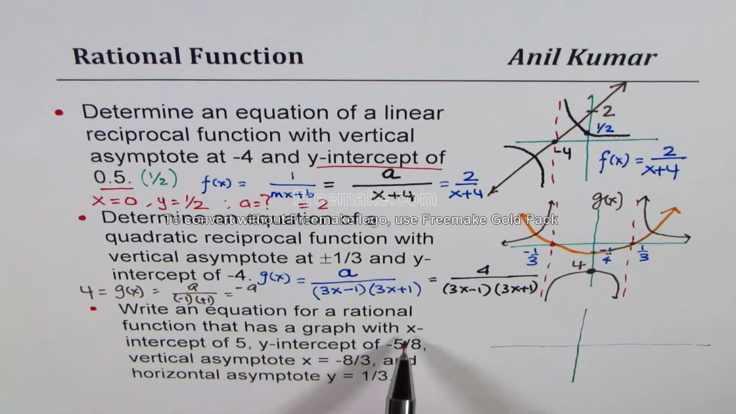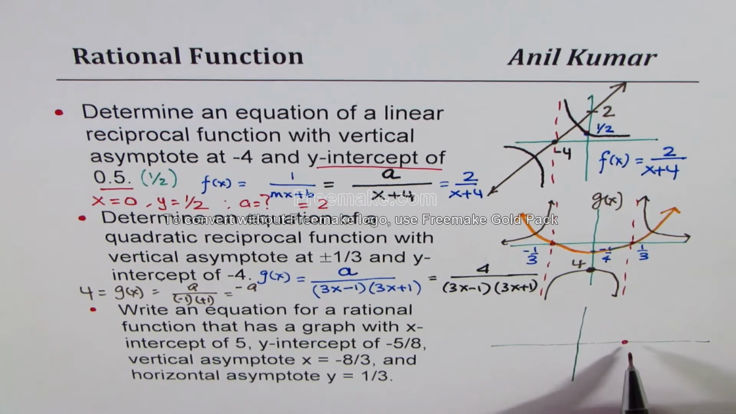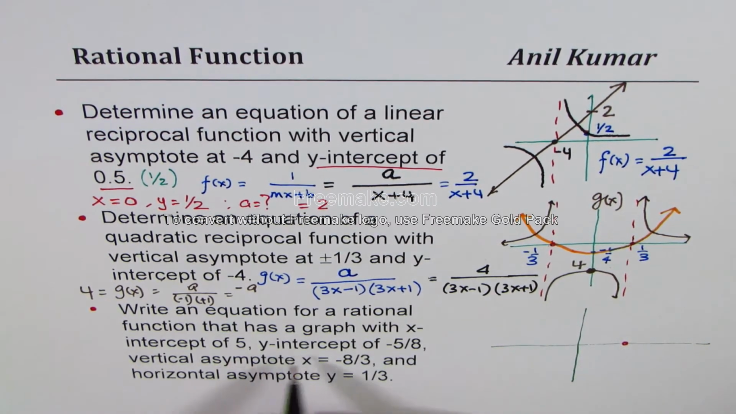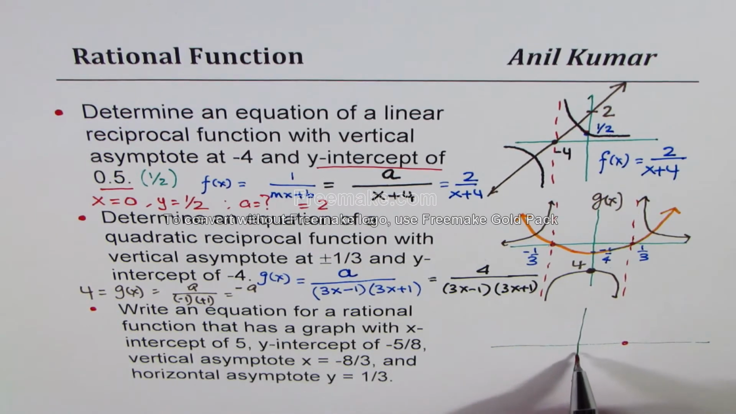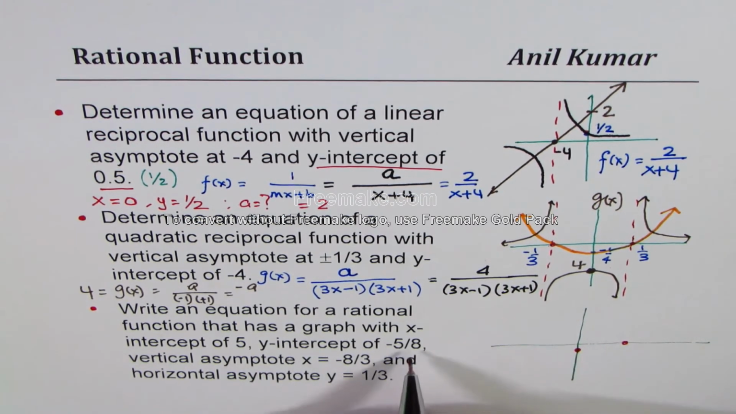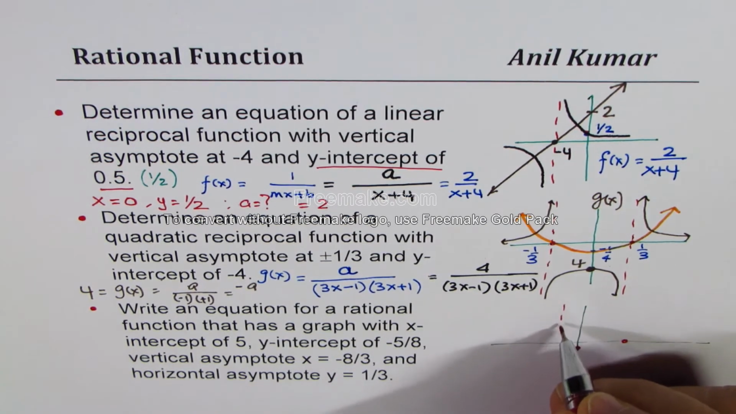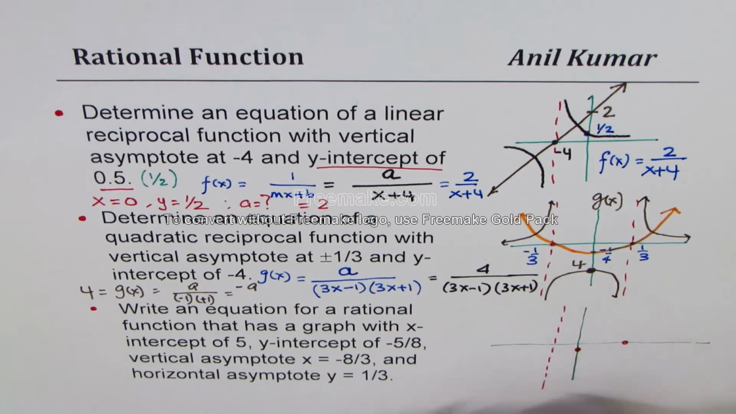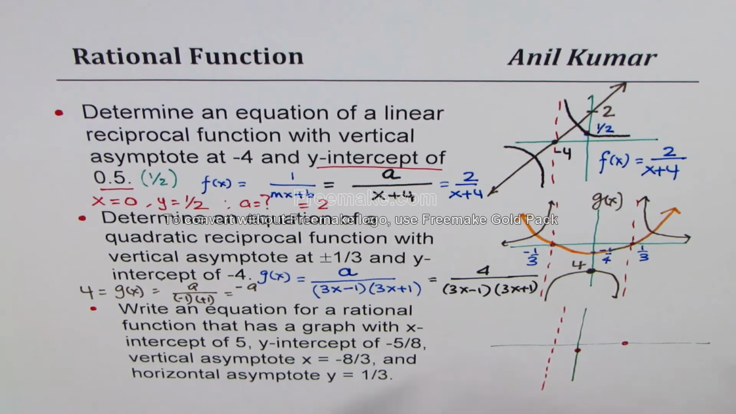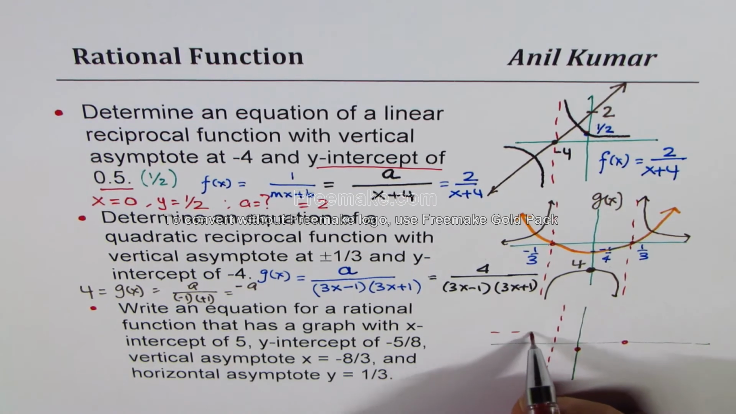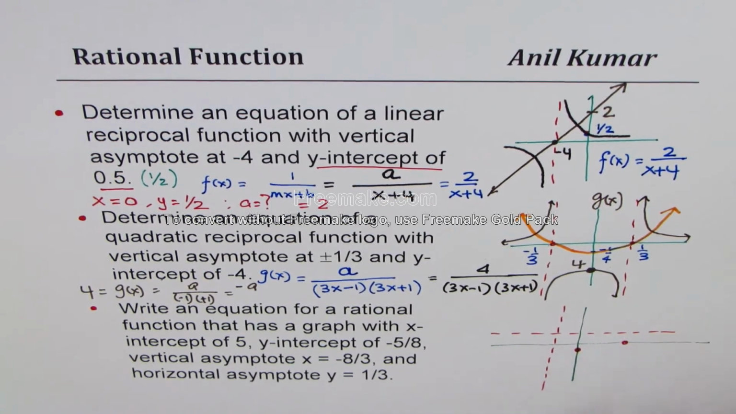So we are given x-intercept of 5. So somewhere here the graph crosses the x-axis. Y-intercept of minus 5 over 8. Let's say a small value here, but negative, that is important. Vertical asymptote at minus 8 over 3. So somewhere there is a vertical asymptote, which is minus 8 over 3. Horizontal asymptote is 1 over 3. Let's say this. Is it okay?